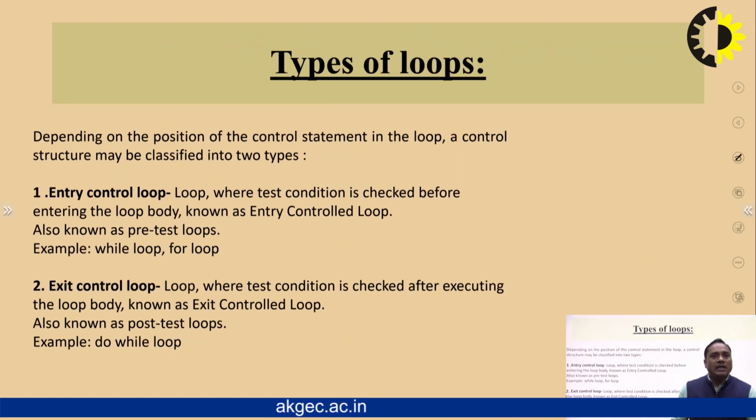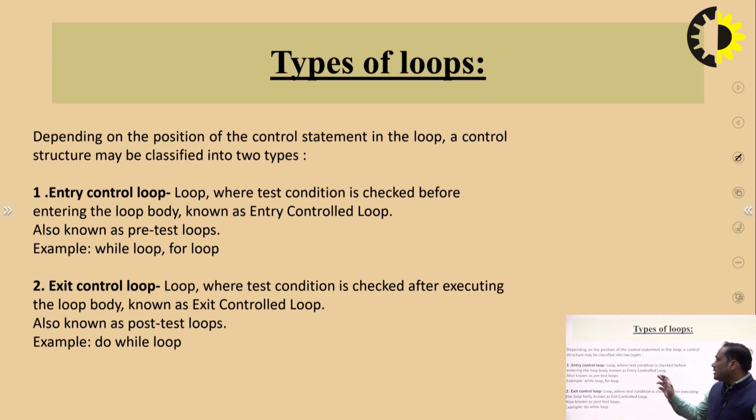Now, if you discuss the types of loops, there are two different types of loop conditions, the entry control loop and the exit control loop. Entry control loop means the loop is performed at the entry level of the program. It is also known as the while loop or for loop.